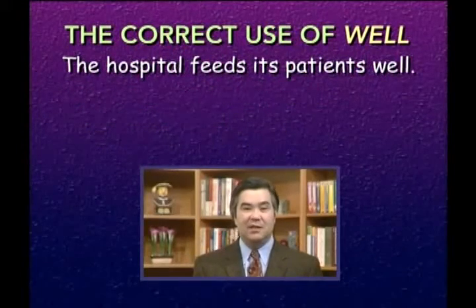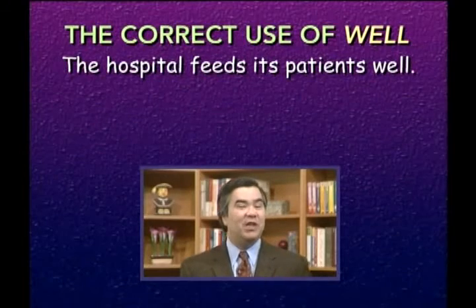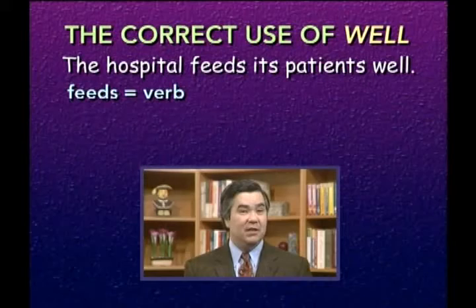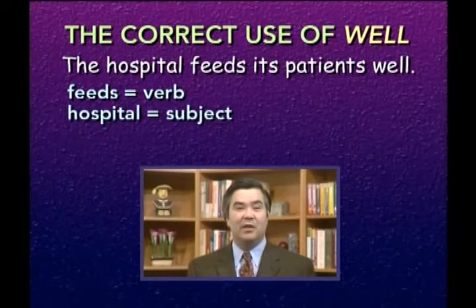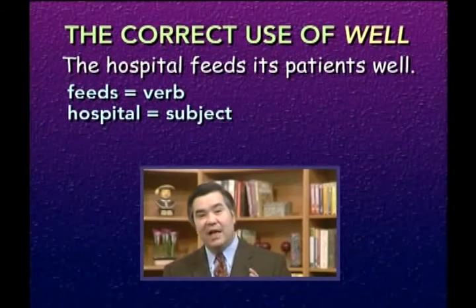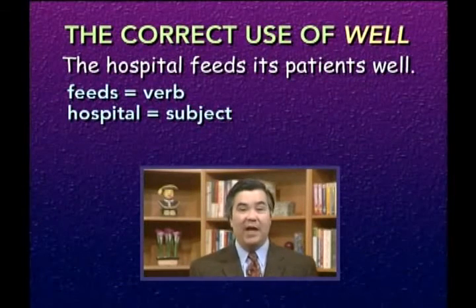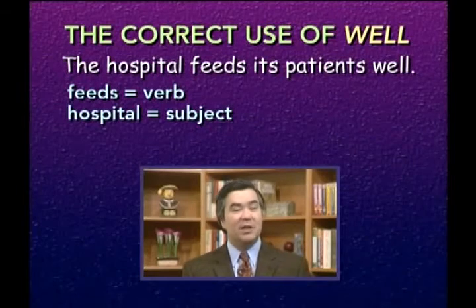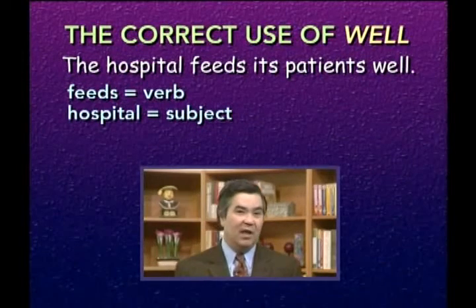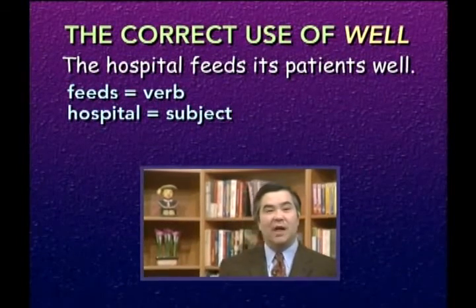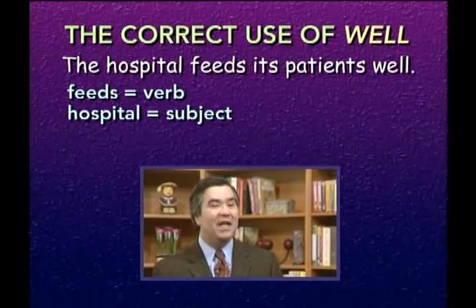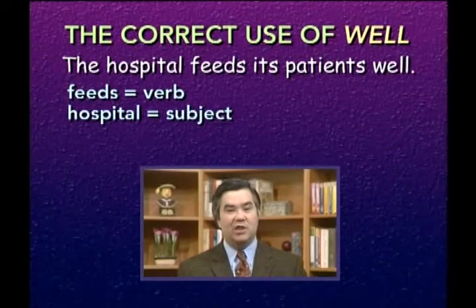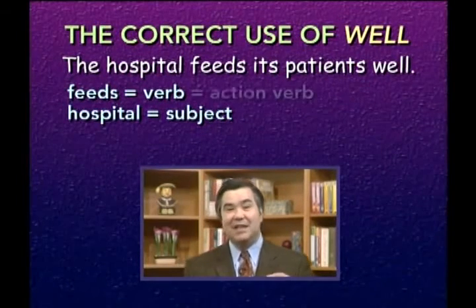Look at this sentence. The hospital feeds its patients well. What's the verb here? Feeds. The subject, hospital. The hospital feeds. Now, is feeds a verb of action or a linking verb? Is it something that the hospital does or something that the hospital is that's being described? Well, here what's being described is something that the hospital does. It feeds its patients well. In other words, it gives them meals that are good, nutritious, and so forth. So feeds is an action verb.